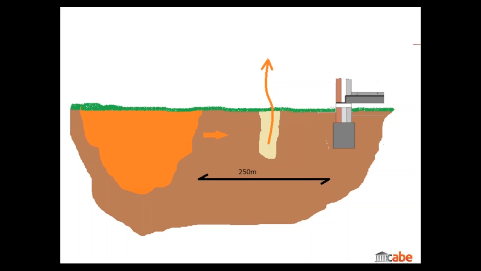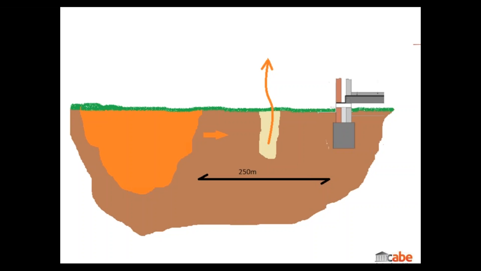So it's not necessarily just the case of saying my building's 250 metres away, therefore I haven't got a problem. Because some of the things we're doing, like laying drainage laterals, may well actually encourage the methane to move more freely towards the building.